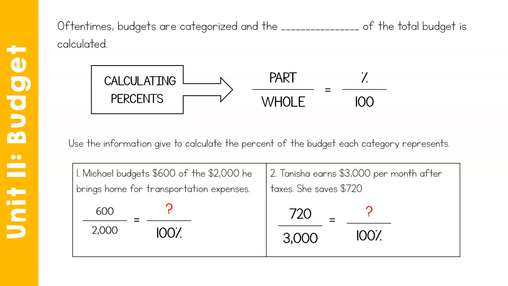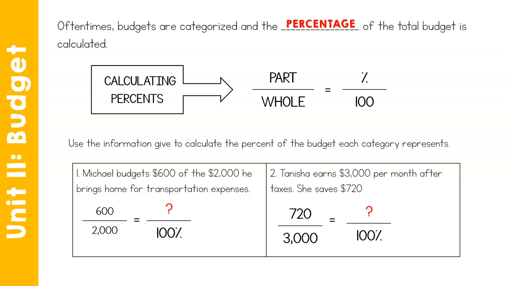So we're going to continue on with calculating personal budgets and things like that. Oftentimes budgets are categorized and the percentage of the total budget is calculated. For example, if you're budgeting for food, for your rent, and for your college, you want to make sure that you're having the right amount, and sometimes they use a percentage. So they'll say, oh, 30% of your budget is towards food. So that's what we're going to work on.